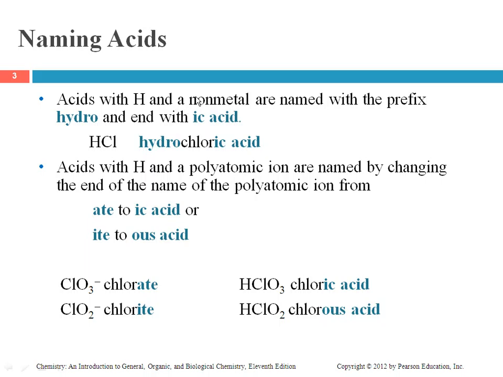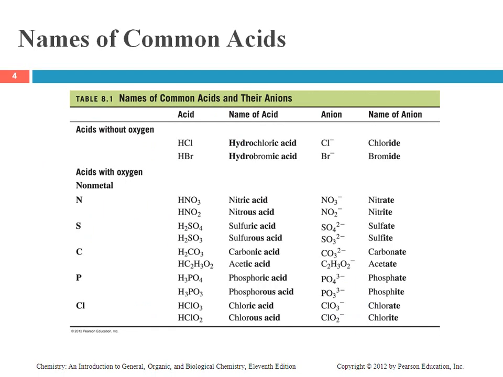If you have a nonmetal and a hydrogen, you add hydro and ic acid to the end. If you have a polyatomic ion bonded to the hydrogen, then we add ic acid if the polyatomic ion is a chlorate or has ATE. If your polyatomic ion ends in ITE, then we add OUS acid to the end with no hydro in the front, in the prefix. So here's a table of some of the acids that we've gone through.